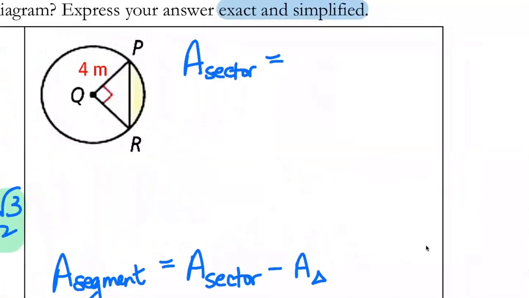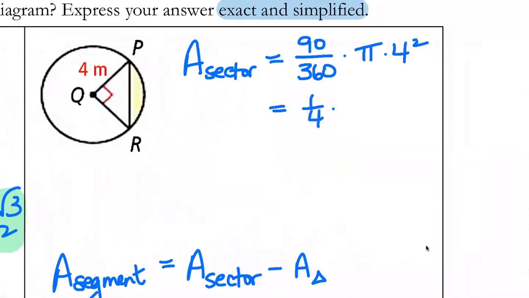Okay, the sector will be 90 over 360, or we can just think that's 1/4 of the circle, times pi times the radius squared, which is 16 pi. So 1/4 of pi times 16 is 4 pi. That would be in meters squared.